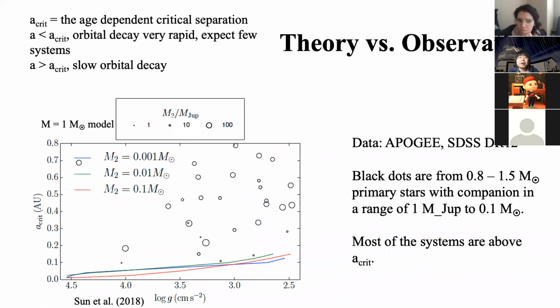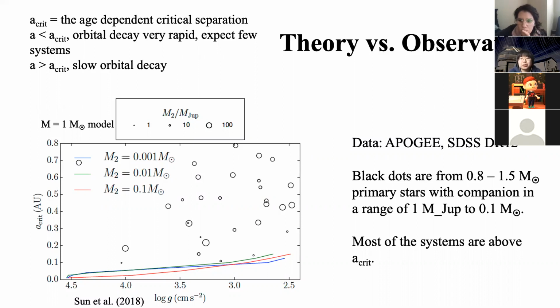And those three fiducial cases are actually all destroyed by the equilibrium tide. Okay, from our calculation, we can also define a critical semi-major axis, a_crit, which is the age-dependent critical separation. For a given log g, it corresponds to a semi-major axis beyond which the system is tidally stable with no significant orbital decay. But within this separation, the system will be destroyed by tides rapidly and might be detectable by observation.